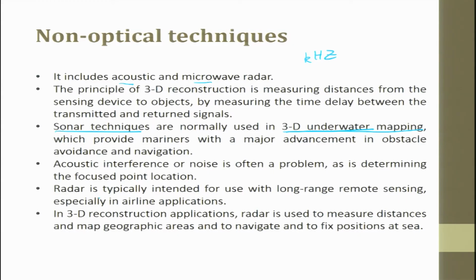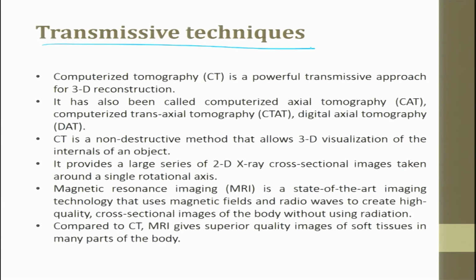A radar is typically intended for use with long range remote sensing, especially in airline applications. That is why you see military applications always use radars. They are long range remote sensing devices used to detect the distance, and since the distance and the time are known, the velocity at which the object is moving can also be found. In 3D reconstruction applications, a radar is used to measure distance and map geometrical areas, to navigate and to fix positions at sea.